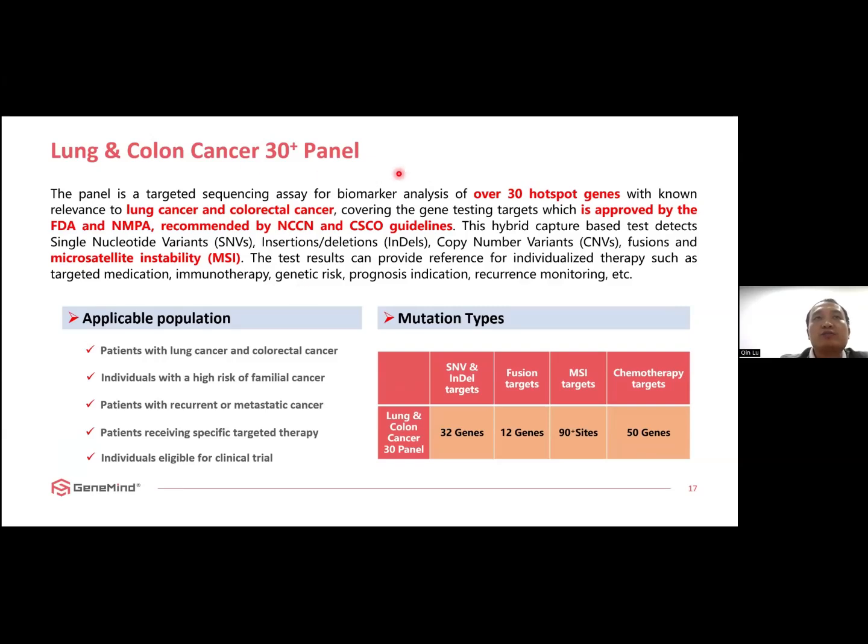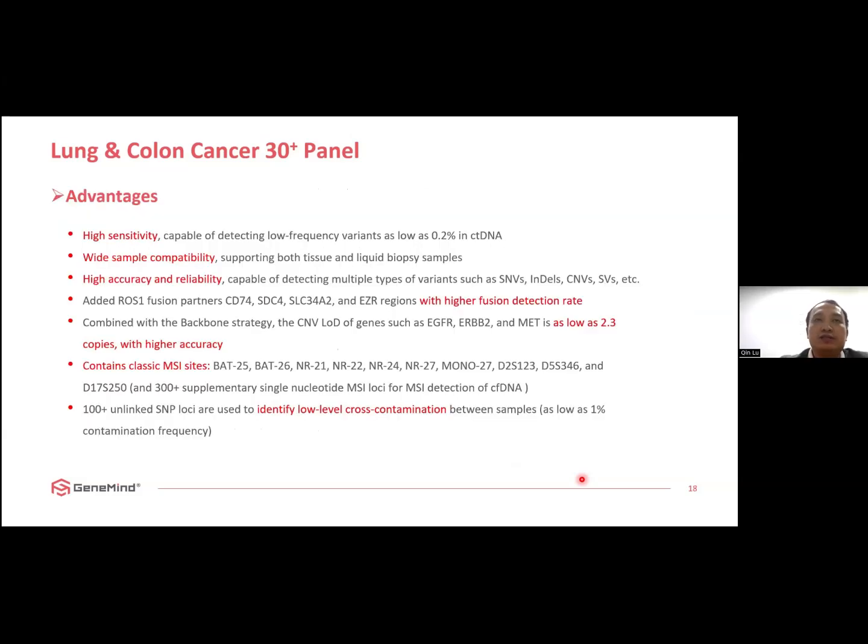And this panel was designed for lung cancer and colorectal cancers. We had 32 genes, 12 fusion targets, and more than 100 MSI sites. We also include some chemotherapy targets, more than 50 genes from the GKB database. And we had a limit of detection of 0.2% for ctDNA and 1% for tissue.